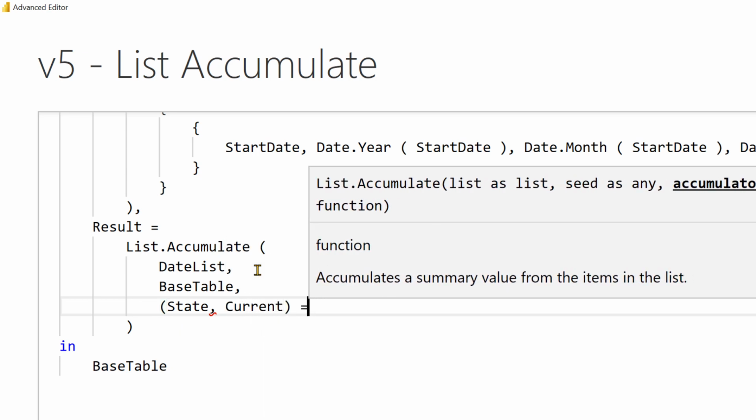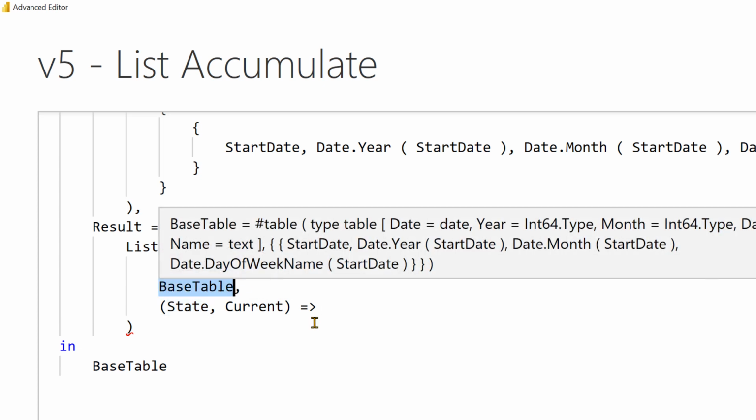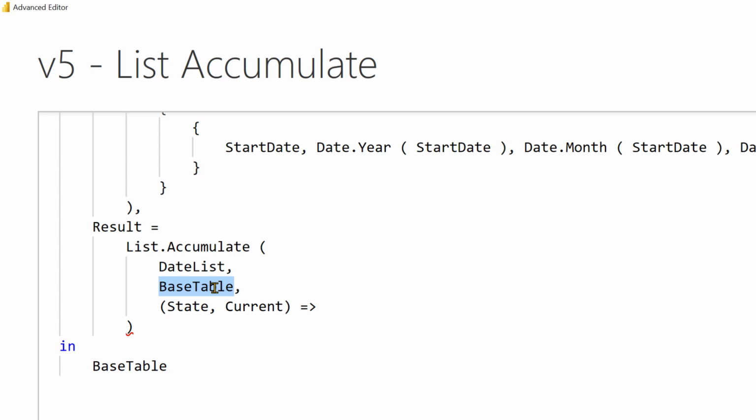So if I close that, the state will actually reflect the current state of the base table. Each time we add a new row to the base table, the state argument will actually change. Whereas the current argument is going to retrieve the current date from the date list variable, which is going to be iterated by the List.Accumulate.